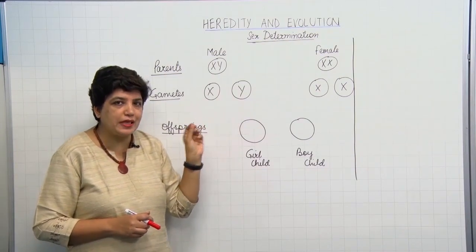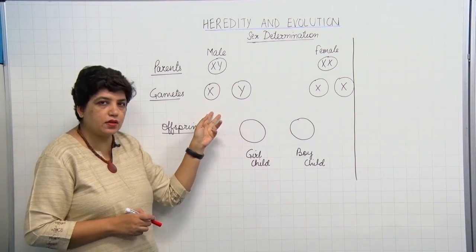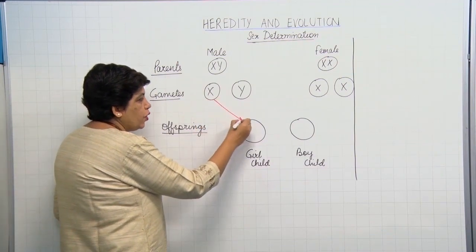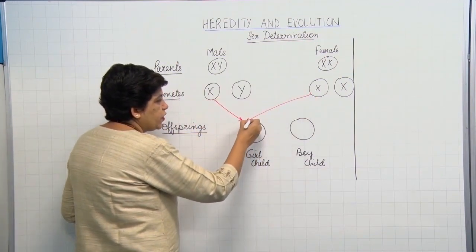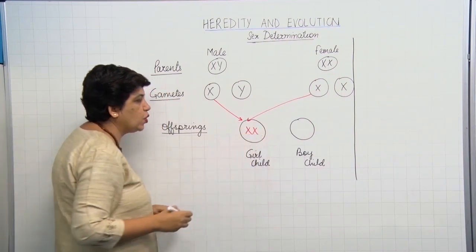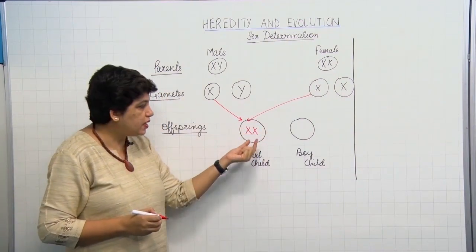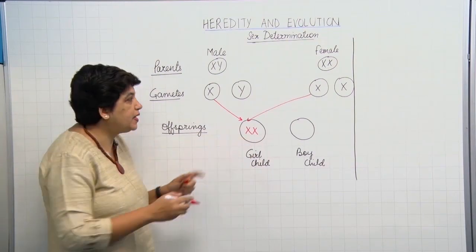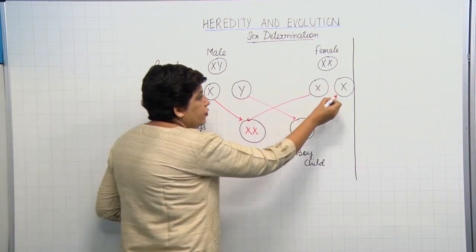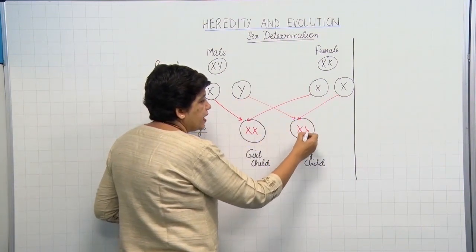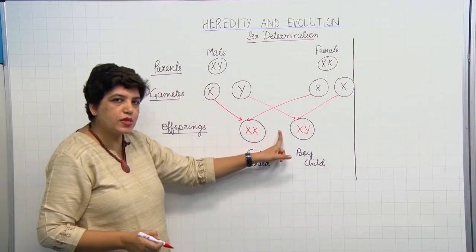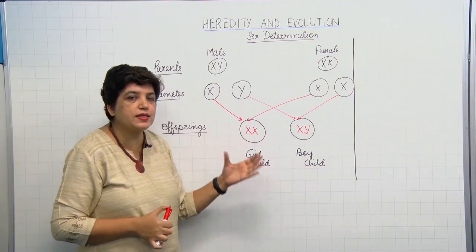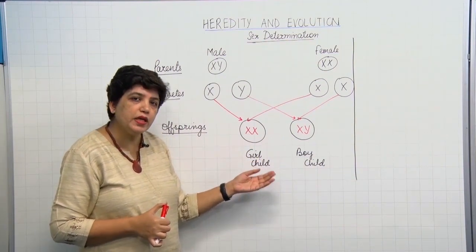Now what happens during fertilization? One of these sperm cells will fuse with the egg cell. So if the X chromosome of the male fuses with this female gamete, the next zygote will have XX chromosome. This zygote will grow up to a girl child because it has XX chromosome. But if the sperm bearing Y chromosome fuses with the egg cell, it will have X and Y zygote. This zygote will grow up to be a boy child, right? So this is how the sex is determined for the new offspring in human beings.